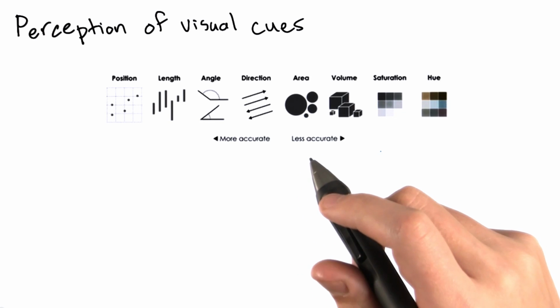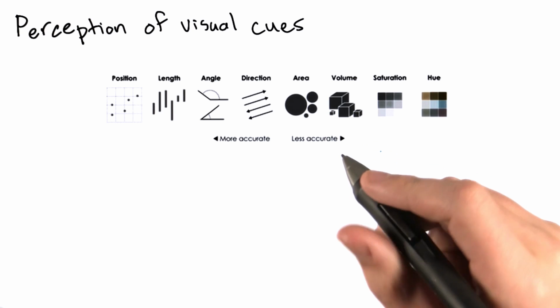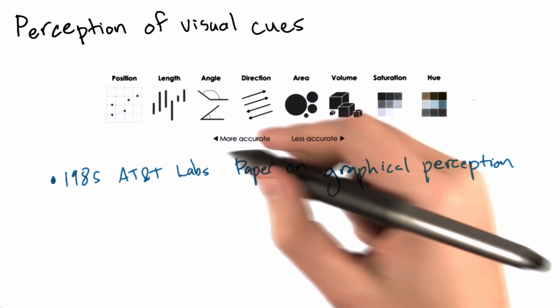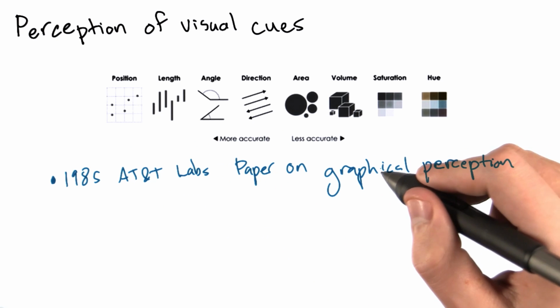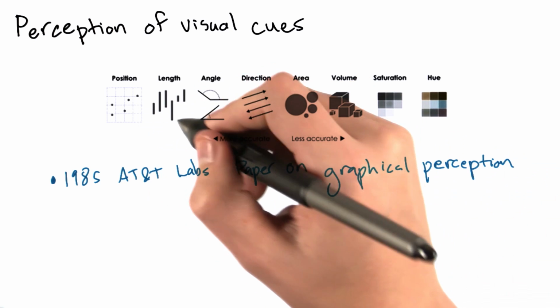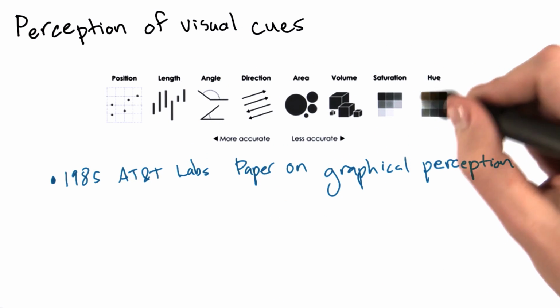In 1985, two scientists from AT&T Labs published a paper on graphical perception and methods. The study determined how accurately people read the visual cues that are presented here. This resulted in a ranked list of most accurate to least accurate visual cues. So you can see that position is more accurate, whereas hue is less accurate.